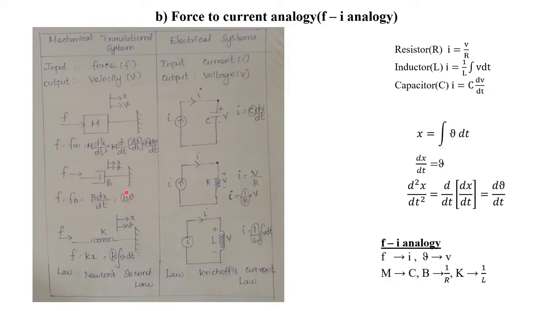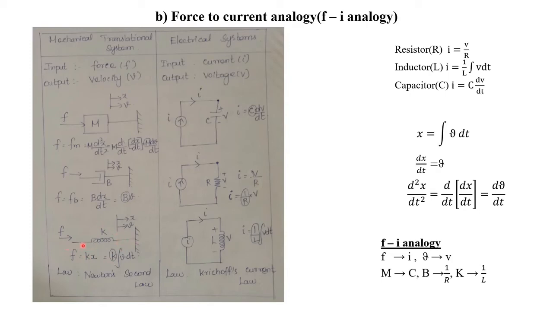Quantity wise, the frictional coefficient will be equal to the reciprocal of the resistance value. Understood? Similarly, we can transform the third element. Here the third element is a spring. We are considering an ideal spring which is fixed at one end and the other end is free.